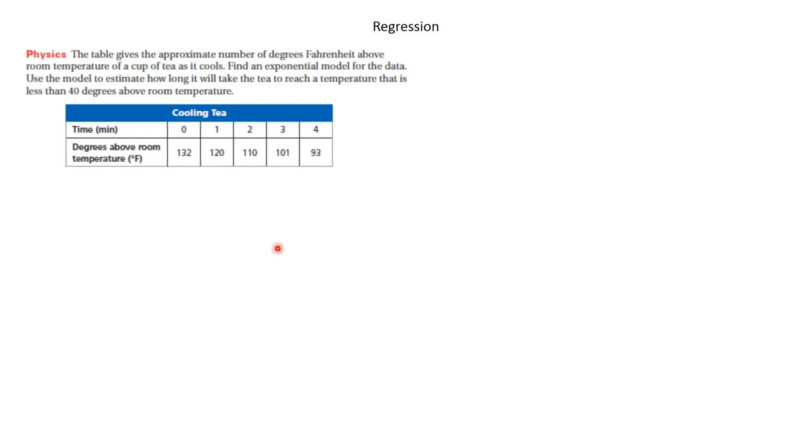So we could look at our ratios. We could have 120 divided by 132 is about 0.909. 110 divided by 120, it's about 0.917. 101 divided by 110 is about 0.918. And 93 divided by 101 is about 0.921. And so you might be looking at those thinking, wow, those aren't the same. They're actually really close. For being real world data, that is remarkably close.